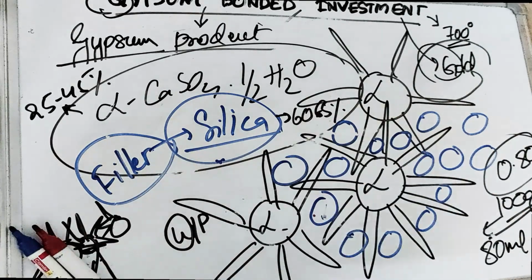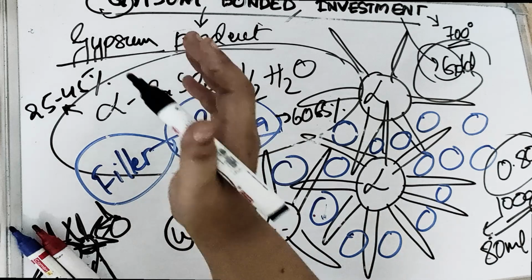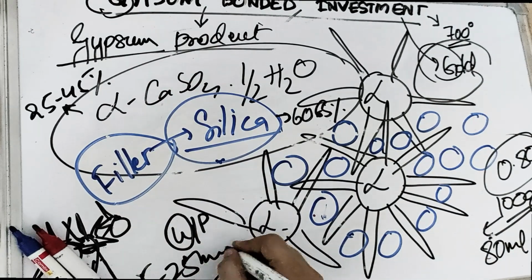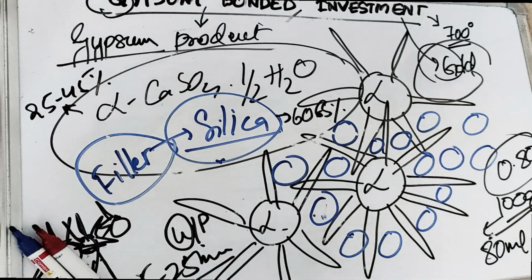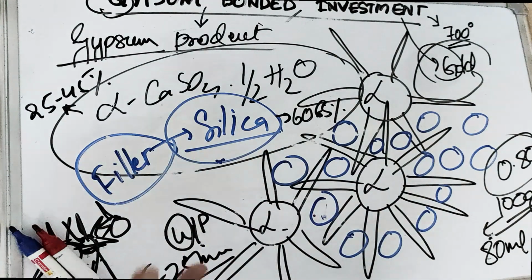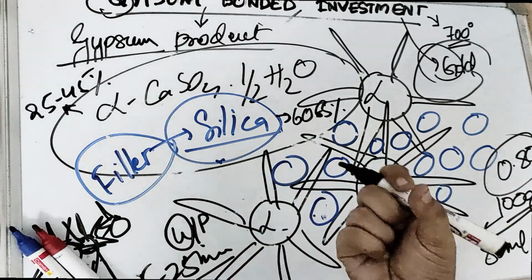Once I mix it, a reaction happens. Then this gypsum bonded investment material sets. Ideally it takes 5 to 25 minutes, but nowadays, with recent advancements, it can set in 9 to 18 minutes. Still, we wait for 1 hour for it to set, and then we put it in the refractory, and then in the furnace.